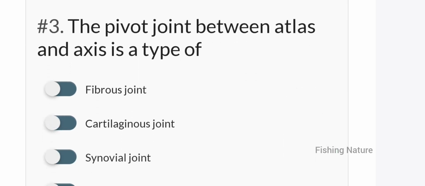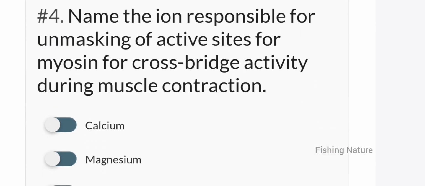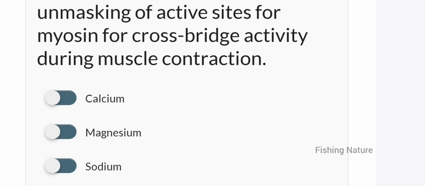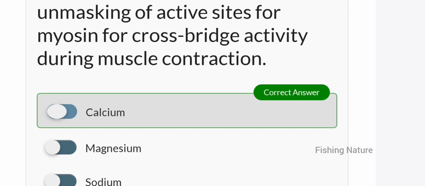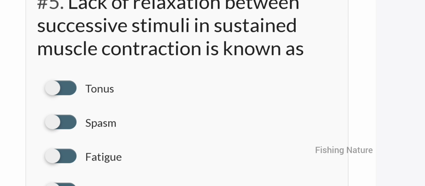Next, the pivot joint between the atlas and axis is a type of fibrous joint, cartilaginous joint, synovial joint, or saddle joint. It is a type of synovial joint. Next, name the ion responsible for unmasking of active sites for myosin for cross-bridge activity during muscle contraction. Calcium, magnesium, sodium or potassium? Which is the correct one? It is calcium. Next, lack of relaxation between successive stimuli, a sustained muscle contraction, is known as tonus, spasm, fatigue or tetanus.